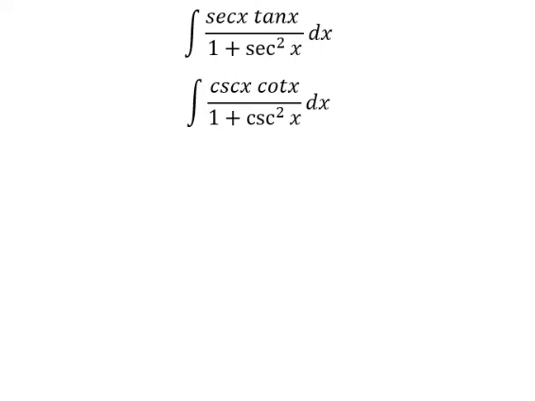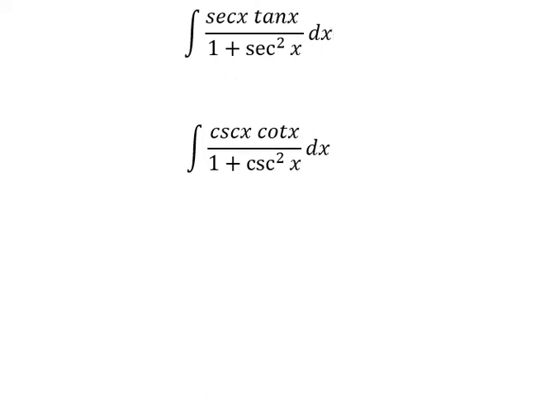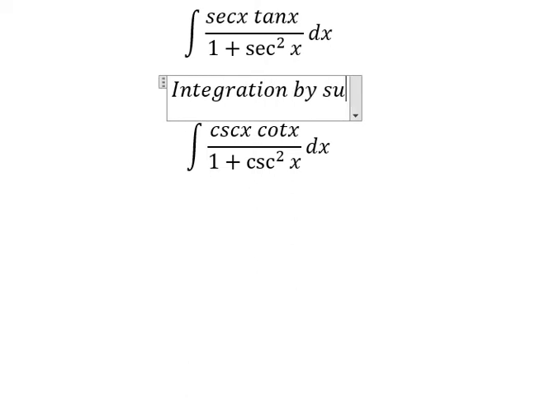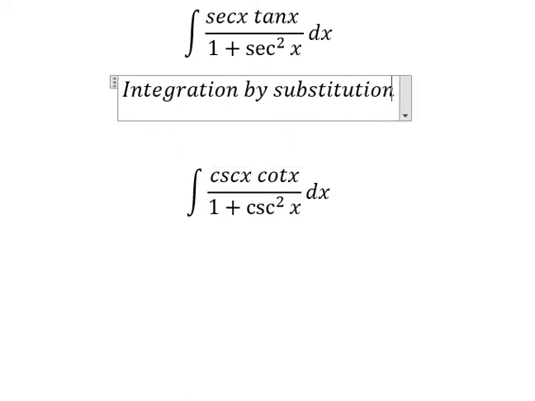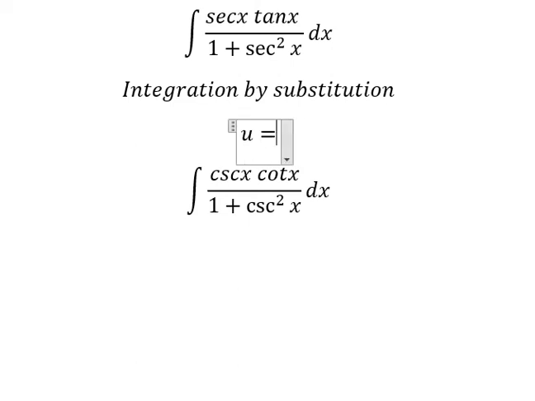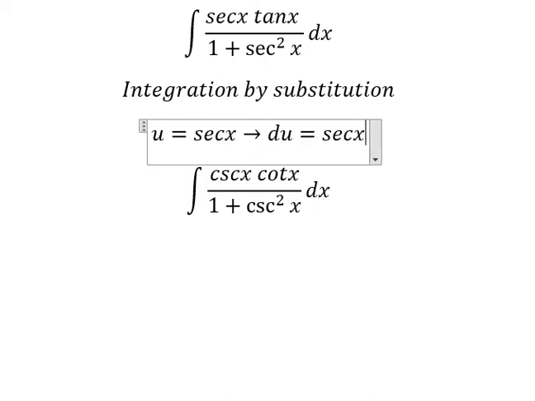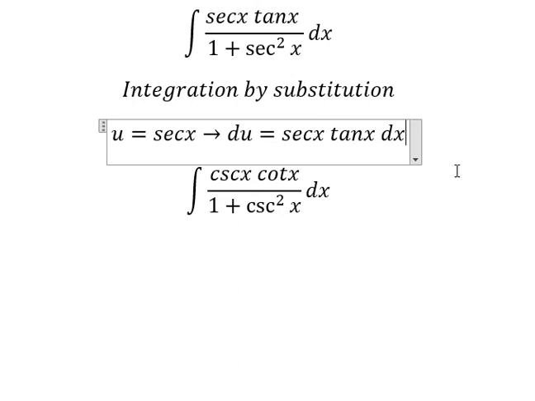So now I will show you how to answer. We need to use integration by substitution. So I will put u equals secant of s. After that, we first take the derivative of both sides, and we have secant of s tan s ds.